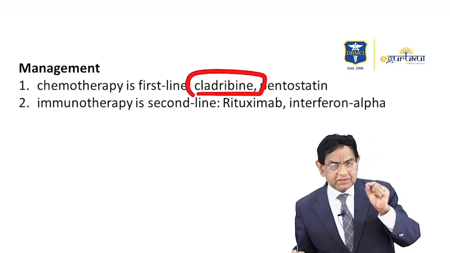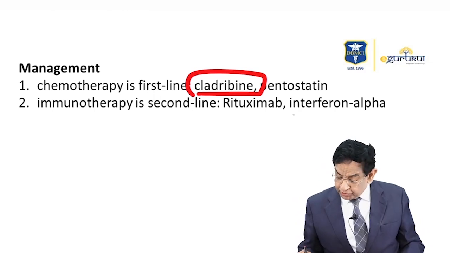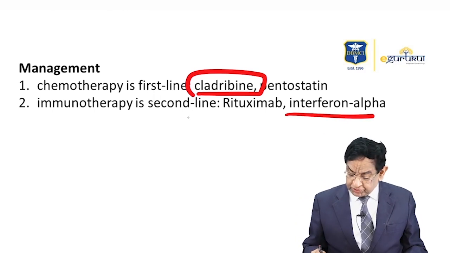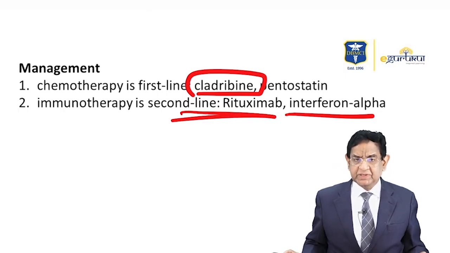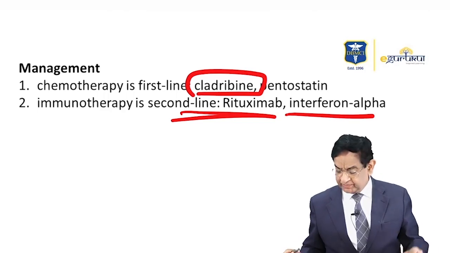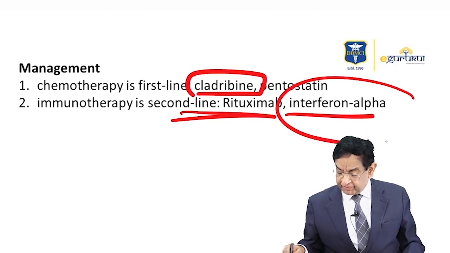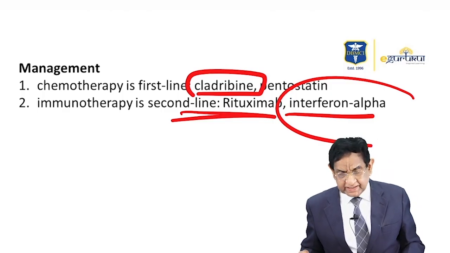He can ask the question, first line treatment is cladribine. But we do use interferon alpha, we also use rituximab. In fact, the cladribine has been introduced only last few years. Before that, it was only interferon alpha, which was being used for treatment of hairy cell leukemia.